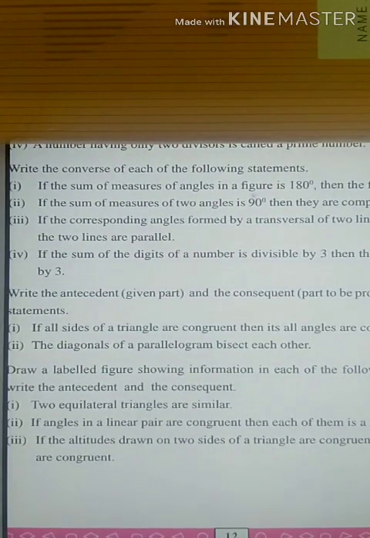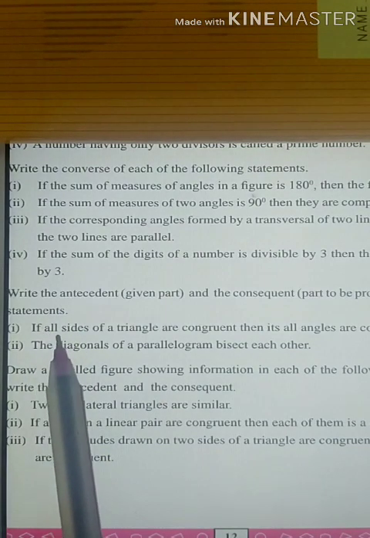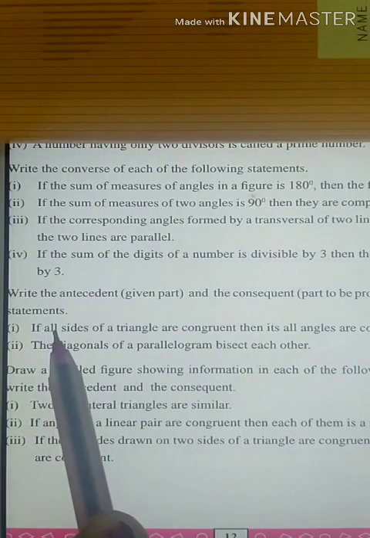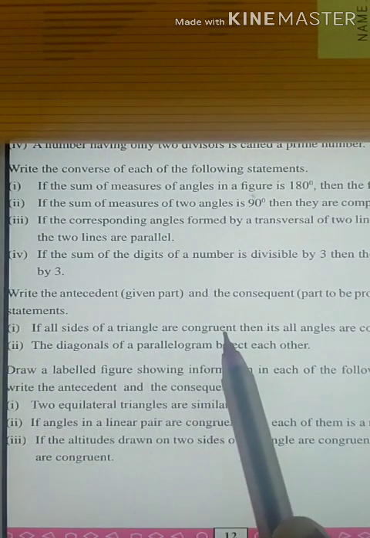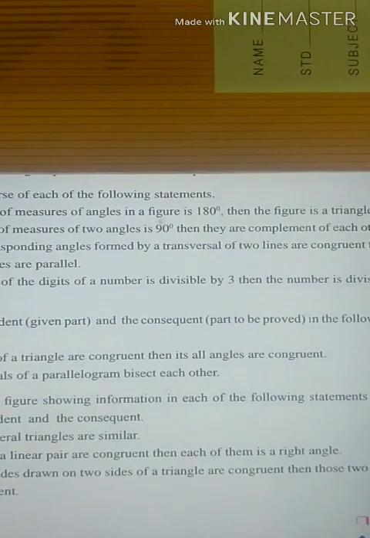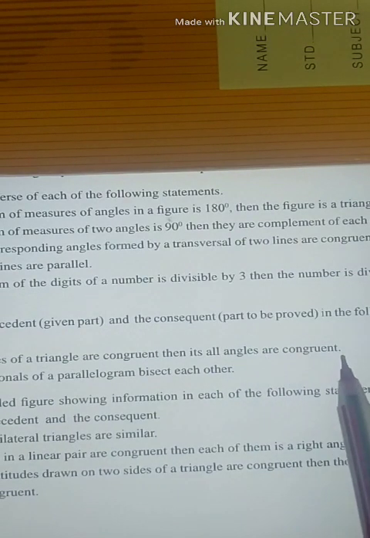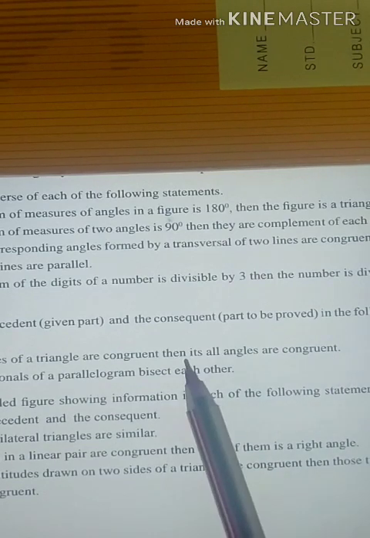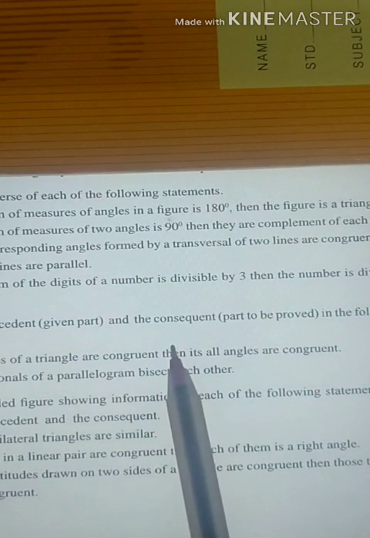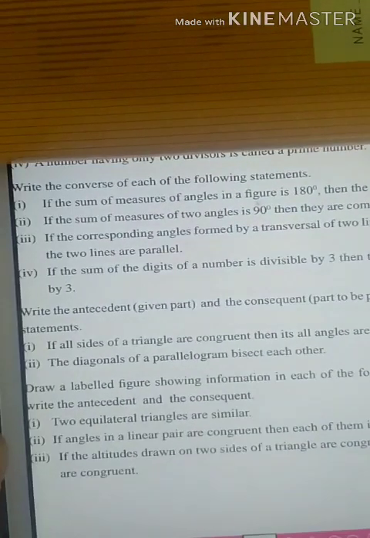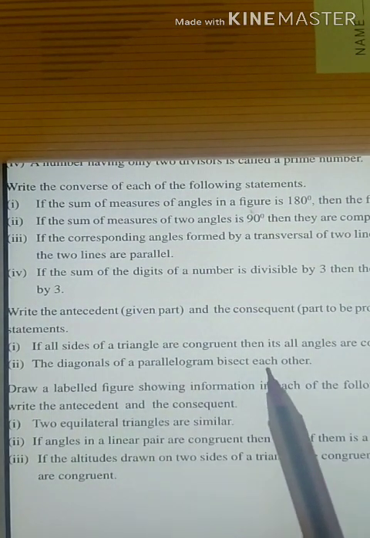What is antecedent here? The part that is coming after if. All sides of a triangle are congruent. This is antecedent. What is consequent? Its all angles are congruent. Then and if you should not mention. This is consequent. The second one, the diagonals of a parallelogram bisect each other.